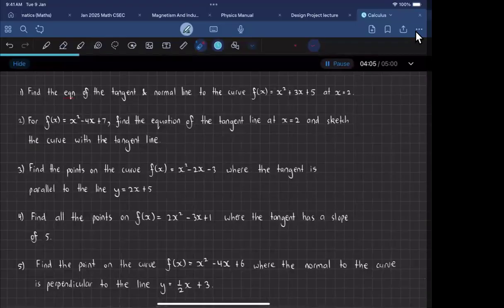Right, 5 minutes on the clock for question 2. When I say sketch, what I mean is just draw a sketch. So, the coefficient of x squared is positive, so it's a minimum. It will look like that. x is equal to 2. You just draw a sketch. You're not gonna do anything too specific, right?